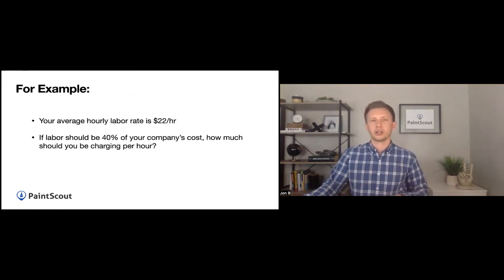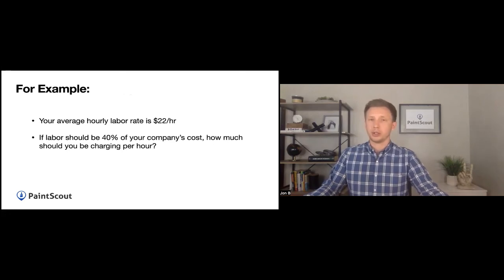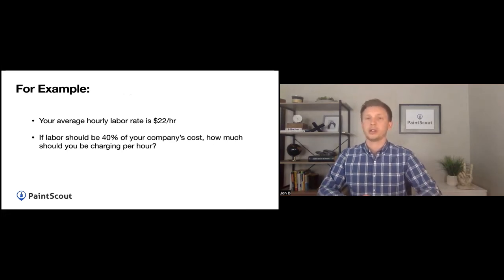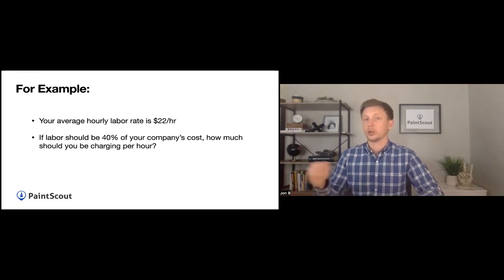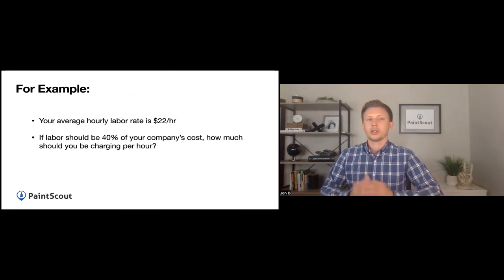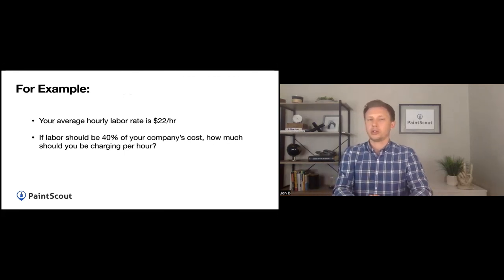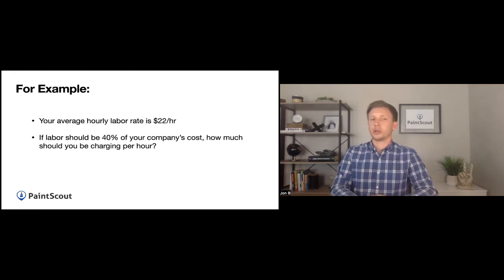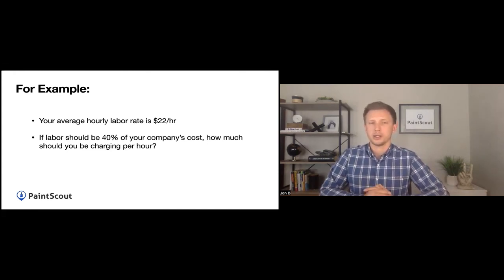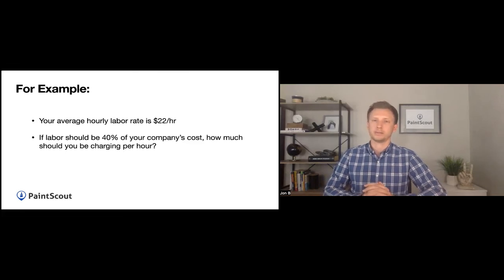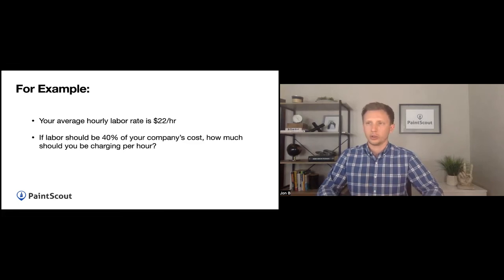So let's take a look here. We're going to do an example, and this is actually a question for everybody here in the room today. We want to see whether you can do this math, and then we're going to show you how to do the math. So let's say that your average hourly labor rate is $22 per hour. If labor should be 40% of your company's cost, how much should you be charging per hour? It's a great chance to use your pen and paper, see if you can figure this out. We'll give you 2 or 3 minutes, and we're going to run a poll.